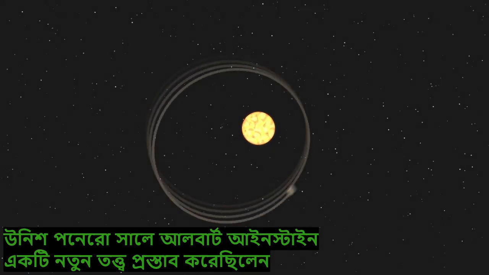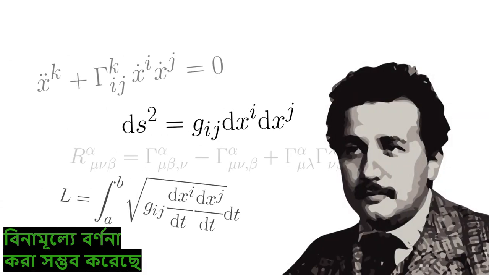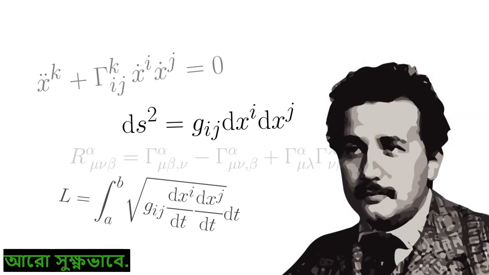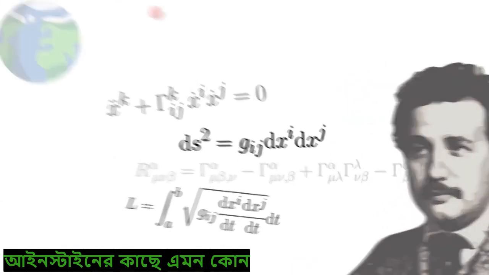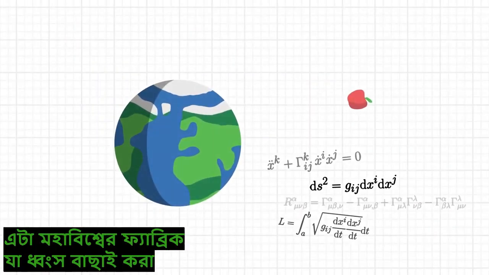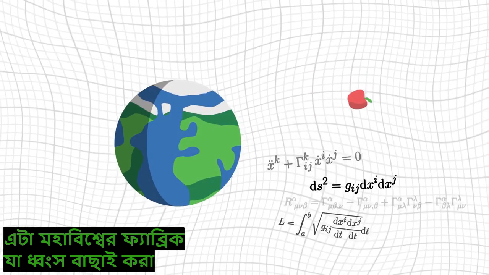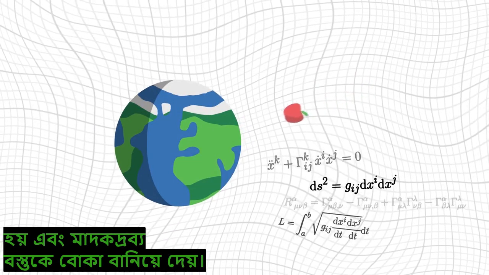It was in 1915 that Albert Einstein proposed a new theory, a rigorous mathematical model which made it possible to describe freefall more accurately. For Einstein, there is no such thing as a force that would act at a distance. It is the fabric of the universe itself which gets distorted and drags objects into a fall.